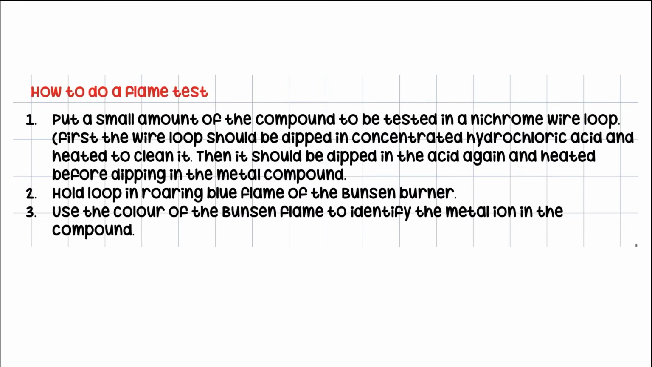So the metal compound will be tested in the roaring blue flame of the Bunsen burner. This is done by turning the dial at the bottom of the Bunsen burner until it's fully open. I'll show you on the next slide with the diagram. But then we use the colour of the Bunsen flame, which has changed from the roaring blue colour, to identify the metal ion in the compound.